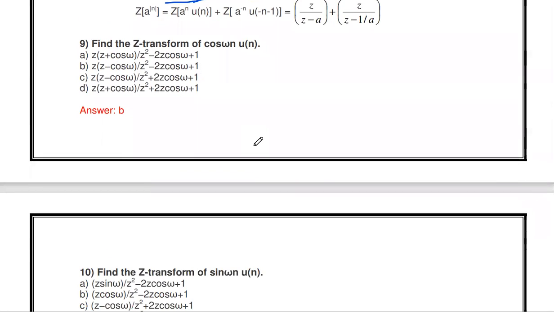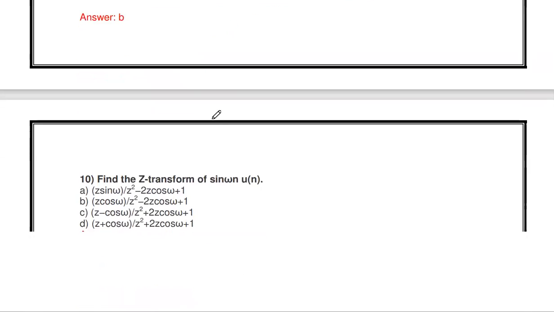Then the next standard signal: find the Z transform of cos omega n u of n. For the cosine sequence, the Z transform answer is Z into Z minus cos omega divided by Z squared minus 2Z cos omega plus 1. This is the answer for cos omega n u of n, so you have to remember it.